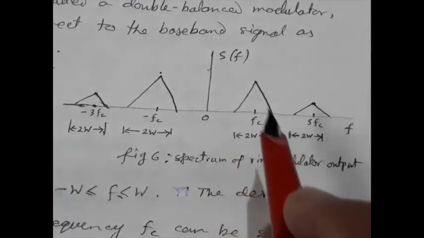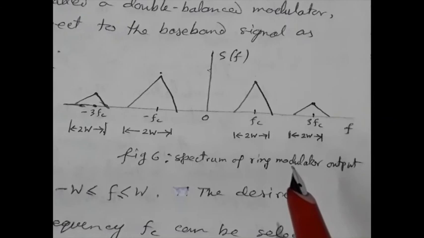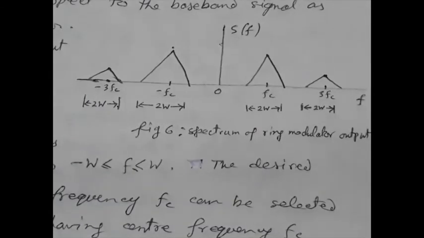Now this ring modulator is also called the double balanced modulator, because it is not only balanced with respect to the carrier, but also balanced with respect to the baseband, whereas the previous modulator, the simple balanced modulator, is balanced with respect to just one parameter. This one is balanced with respect to both the carrier and the baseband signal. So this is the end of the generation of DSB-SC.